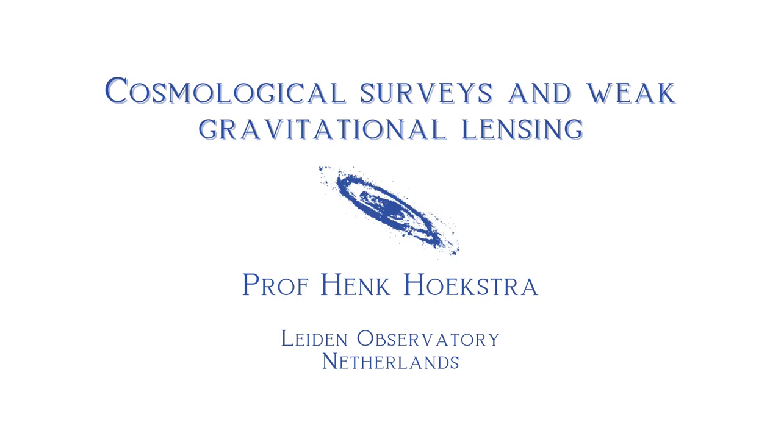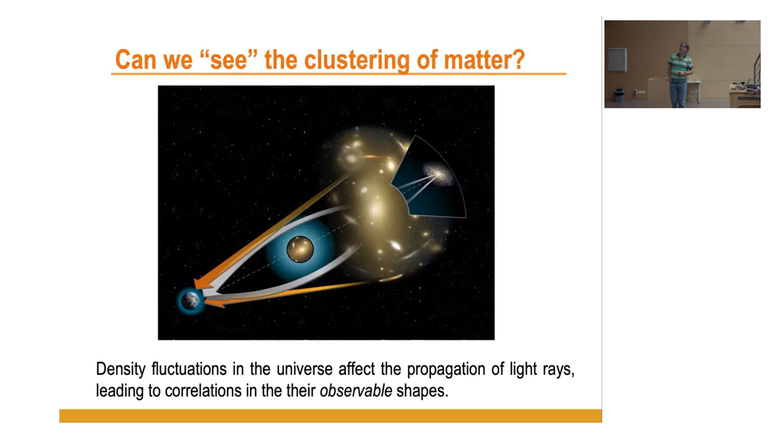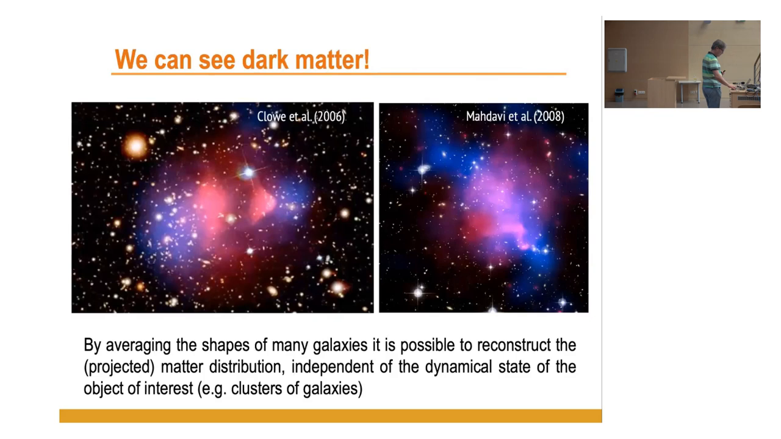Okay, so now let's continue with basically looking at really where the matter is, the invisible part. And so density fluctuations in the universe distort space-time, and basically when we look at the universe, it's not the universe as it is, but it's this distorted version of the universe with all the dark matter between us. And we'll talk about this more tomorrow, but basically what you get is distortions in the shapes of galaxies, and by measuring these shapes, we can actually reconstruct the distribution of matter.